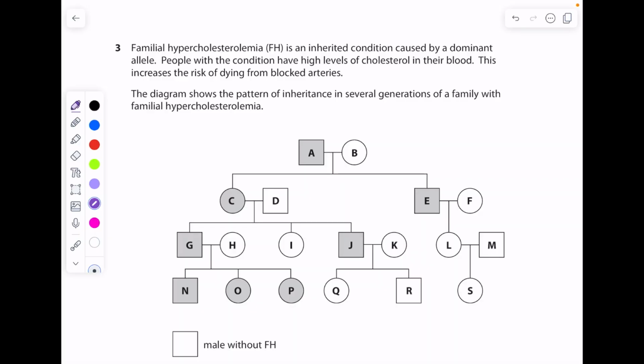Familial hypercholesterolemia, FH, is an inherited condition caused by a dominant allele. People with the condition have high levels of cholesterol in their blood, and this increases the risk of dying from blocked arteries. The diagram shows the pattern of inheritance in several generations of a family with FH.